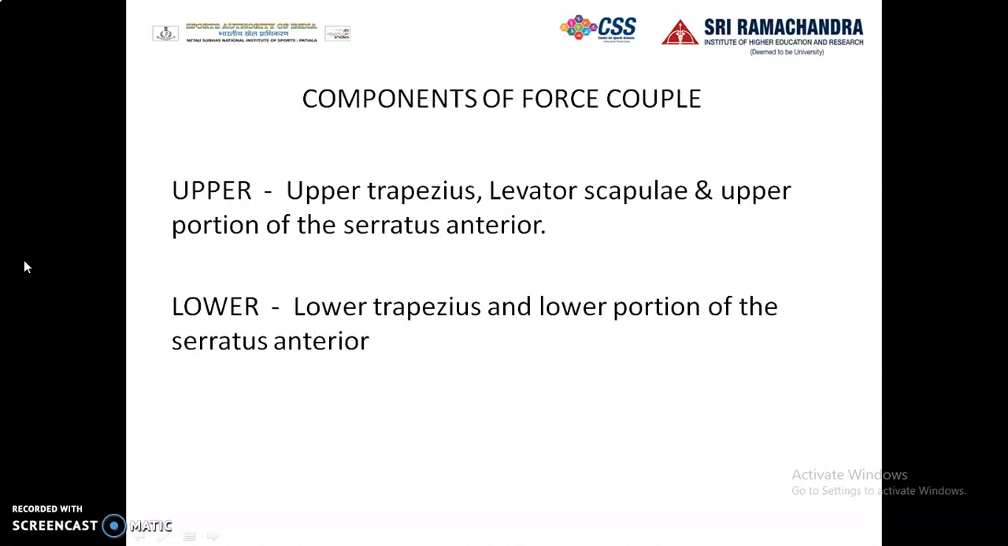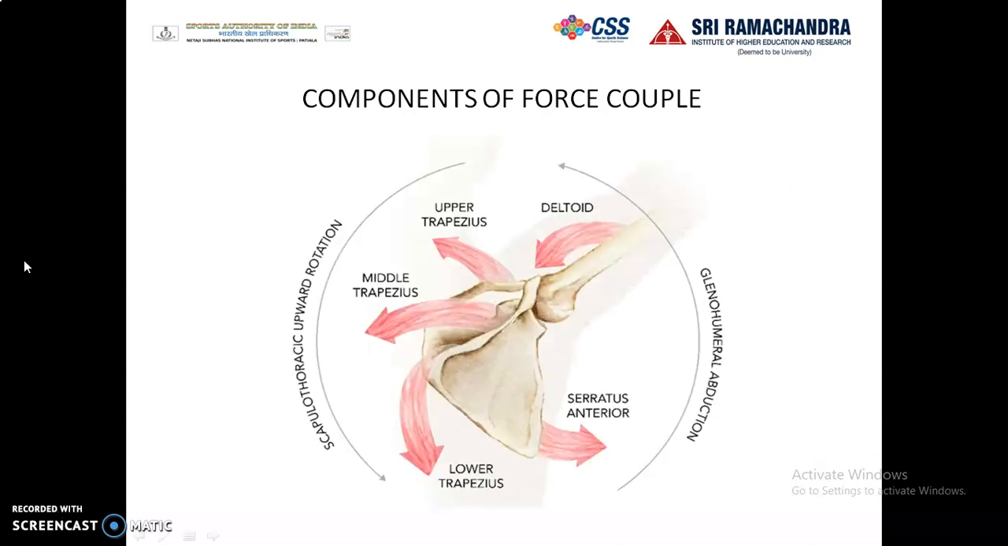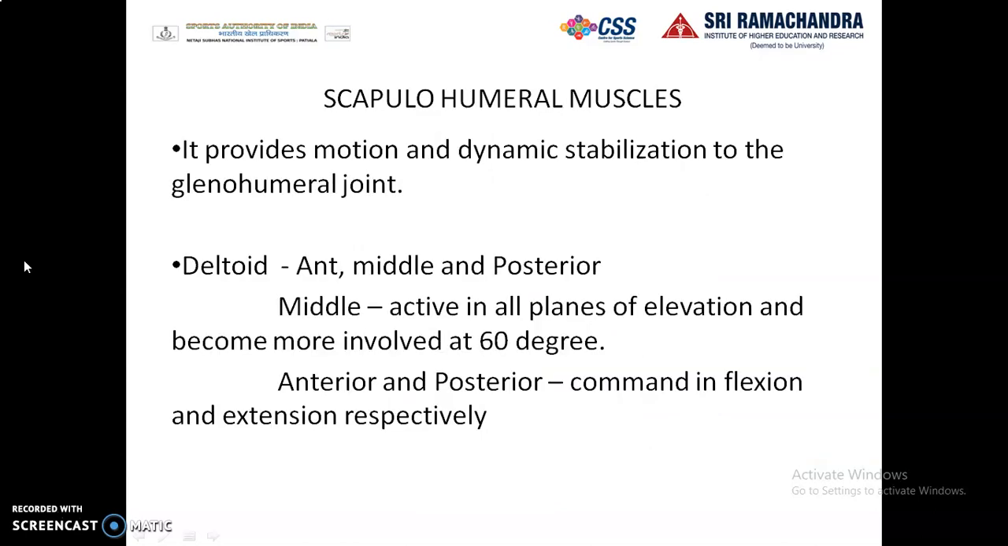And then, when you talk about components, they can be divided into upper and lower. The upper component includes the upper trapezius, levator scapulae, and upper portion of the serratus anterior. When you talk about the lower components, we have the lower trapezius and the lower portion of the serratus anterior. I have illustrated a diagram showing the components of force couple, which have already been described in the previous slides, but by seeing a picture, you will be able to understand it better than what we discussed before.